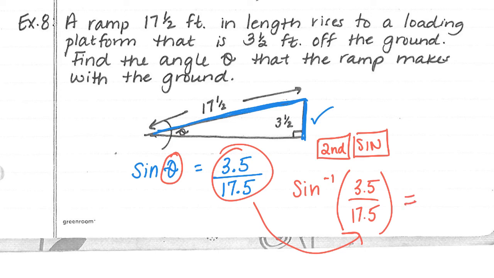So remember, again, your calculator has to be in degrees because it says find the angle theta that the ramp makes with the ground. We don't typically talk in radians. And when I go ahead and put this in my calculator with the inverse, I get 11.5 degrees.